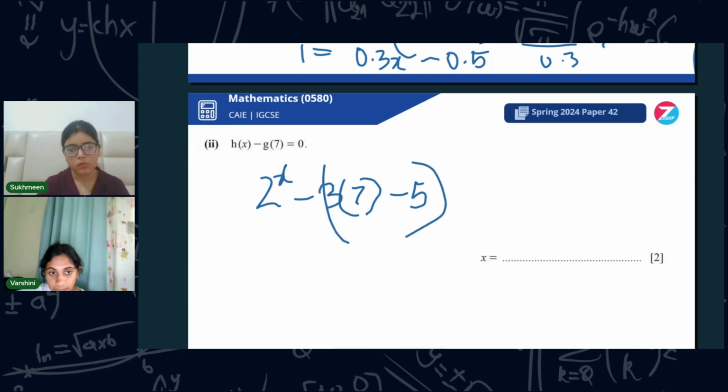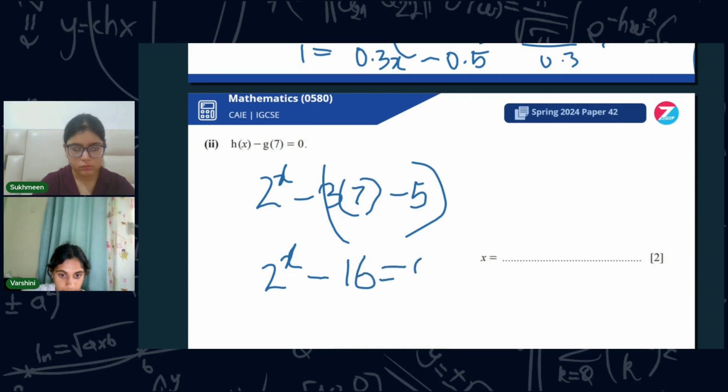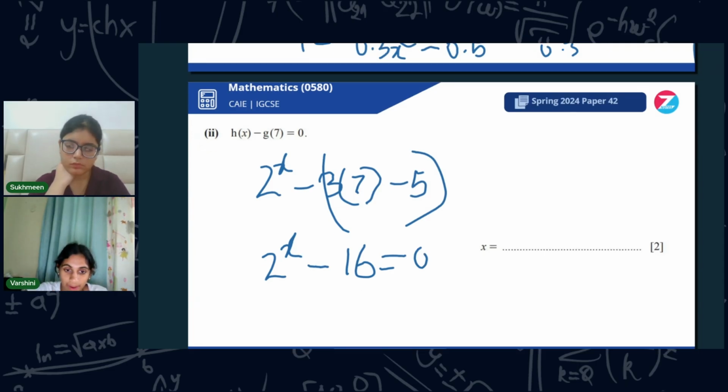So now let's expand the brackets. We can rewrite this as 2 to the power x minus, so now let's expand everything inside the brackets. 3 into 7 minus 5. If you put that in your calculator, you should get 16. Now we have 2 to the power x minus 16 equals 0. We can rearrange this and write this as 2 to the power x. Let's add 16 on both sides, so 2 to the power x equals 16.